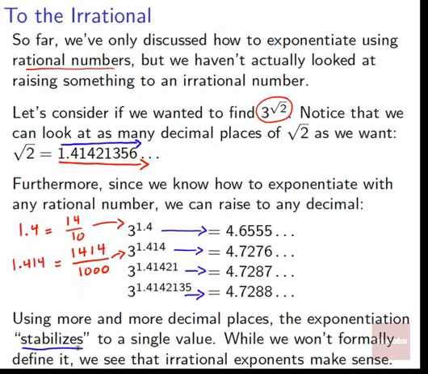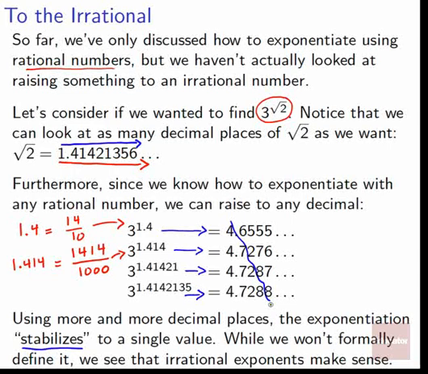So notice, as we use more and more of these decimals, we see the exponentiation, this 3 to the root 2, sort of stabilized to a single thing, right? The 4 always gets used, the 7 always gets used, the 2 always gets used, that 8 always gets used. We see that it's becoming more and more stable, that we're seeing more and more of these decimal places show up, and they're not going to change. They're going to stay there forever.